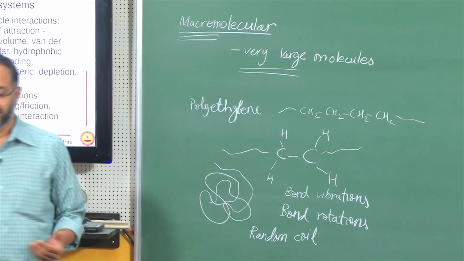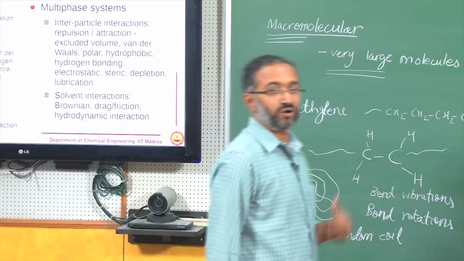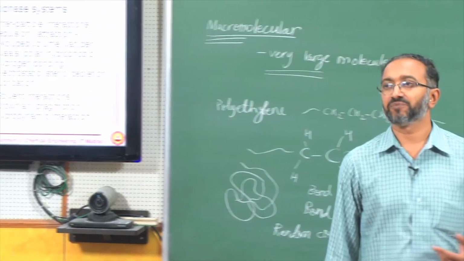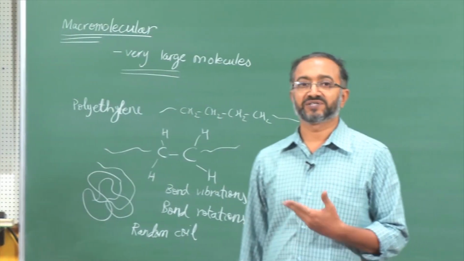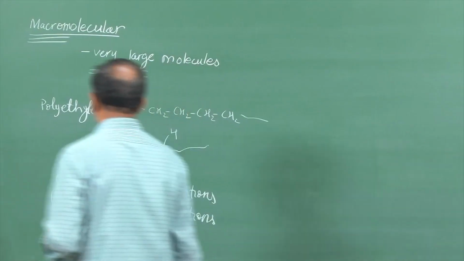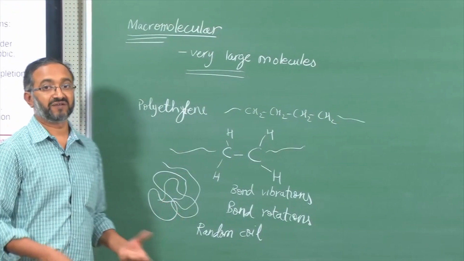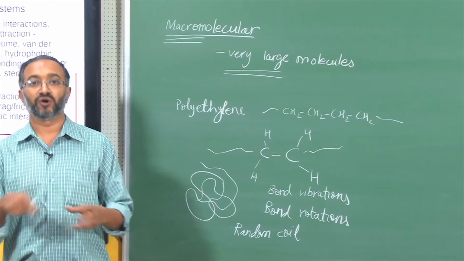So, one way to describe this coil like structure of a macromolecule is to talk about its flexibility. Okay. So, the fact that CC bond rotation is allowed, we end up getting a flexible macromolecule which actually coils.